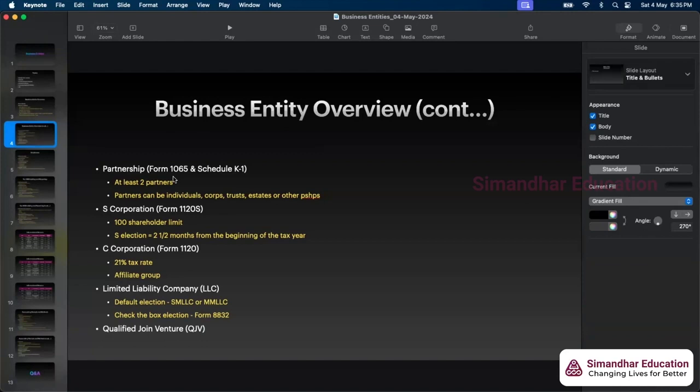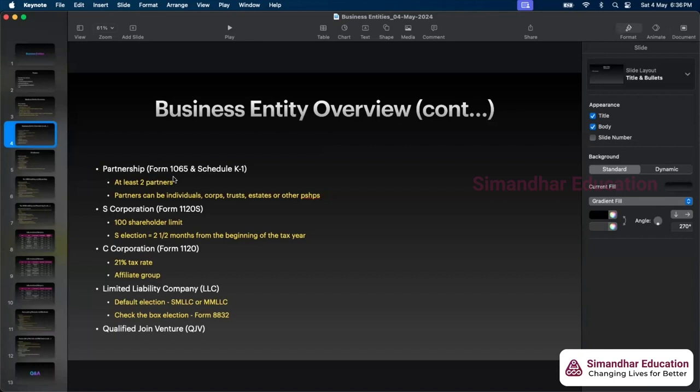Again, similar to a C corp, it also has corporate formalities like holding regular board of director meetings and shareholder meetings, which is not the case in a partnership, right? They don't really have board of director meetings or shareholder meetings, and maintaining bylaws like how a corporation would do. So all of this is very common to an S corp and a C corp.